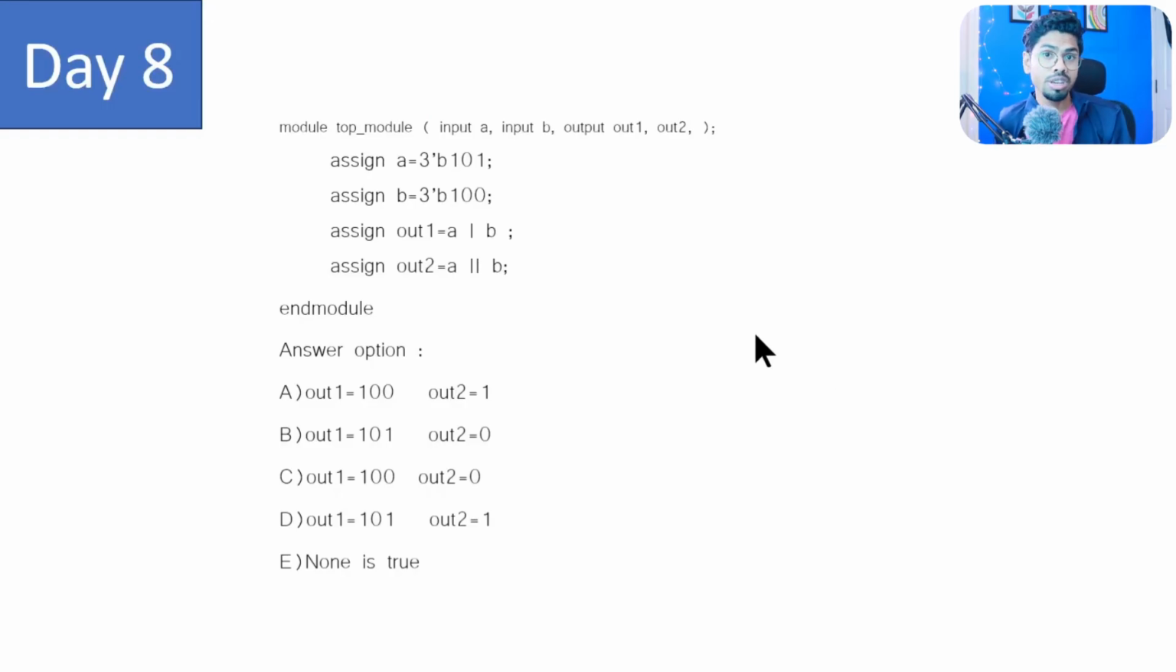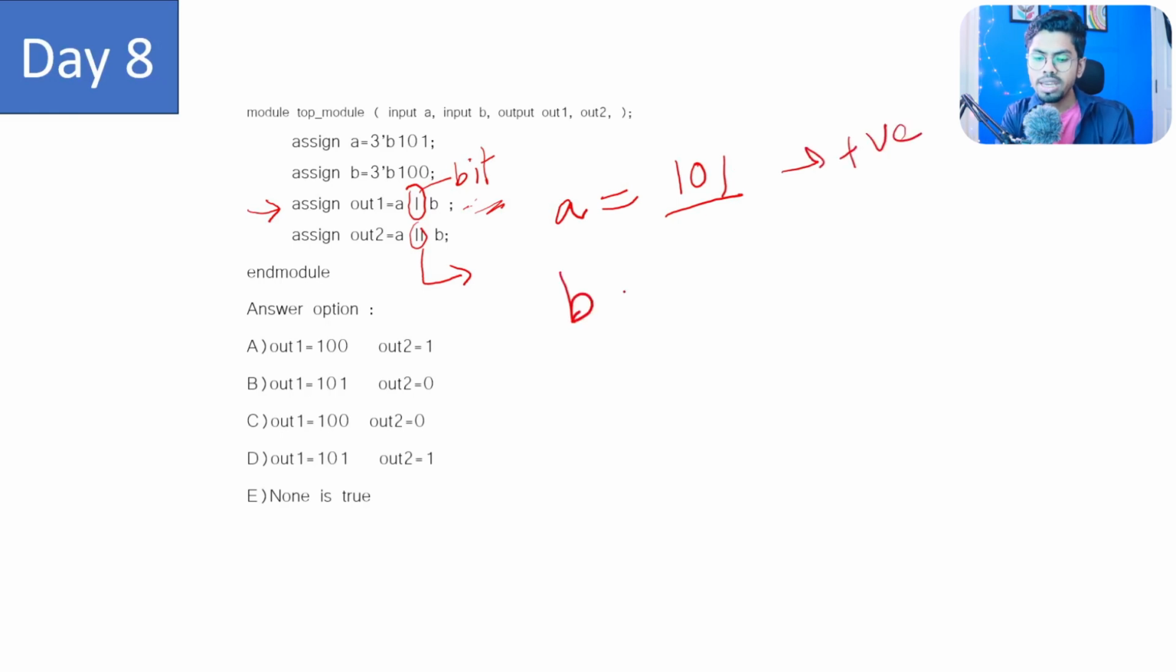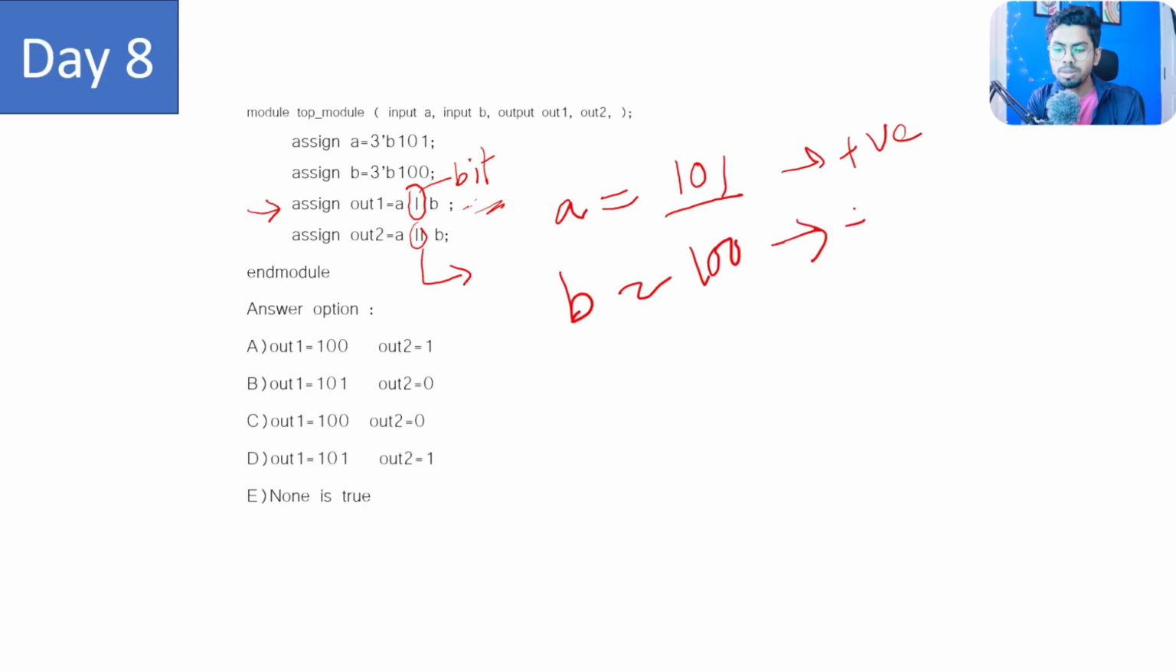Now is the time to give the answer to the last day's question. It's a very logical question, and you might get this kind of question in the screening exam of your VLSI company. In this line, you need to remember, there is a bitwise operator and a logical OR operator. The logical OR operator will work on the whole values. Your A is 101, which is non-zero, a positive number. Your B is again 100, which is non-zero, a positive number.